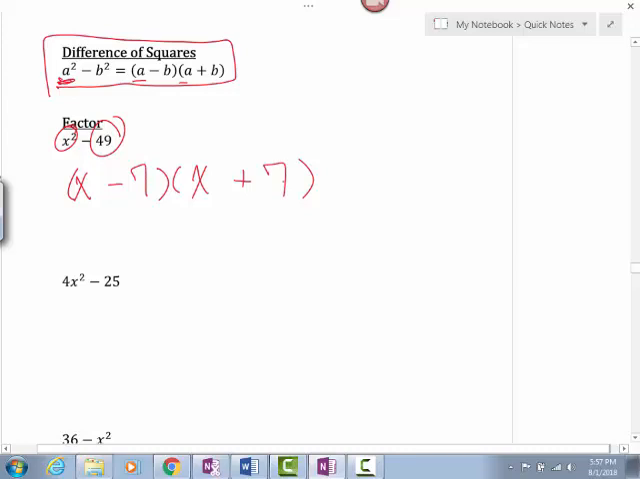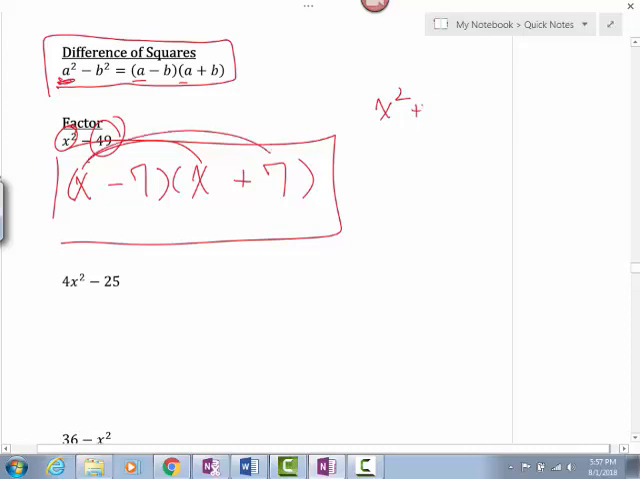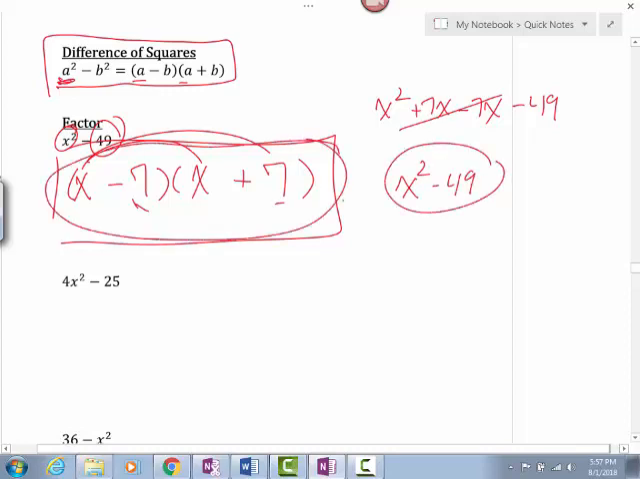7 and 7. Now again, if I want to make sure that I did this right, I can go ahead and FOIL it out, make sure I'm getting the right answer. So x times x, x squared, x times 7, 7x, negative 7 times x, negative 7x, negative 7 and positive 7, negative 49. If you notice, those middle terms will cancel. And here's my final answer, right? So this really is my answer, but that was just sort of the check, right, to make sure it's actually working out.